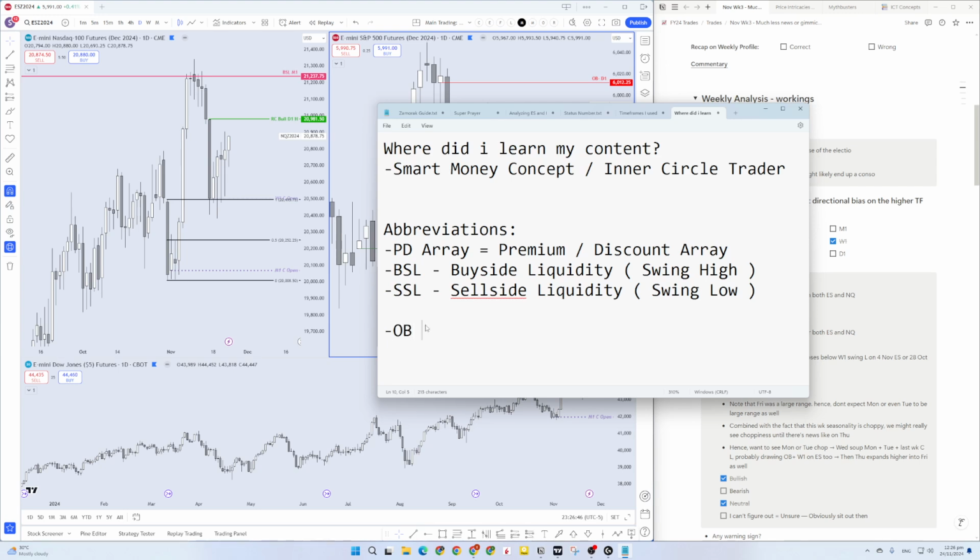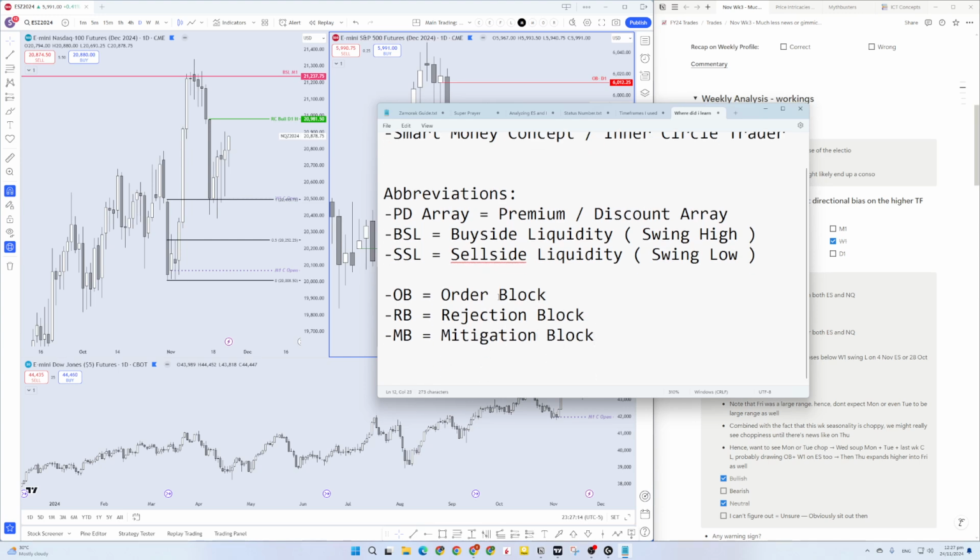So first one I use OB. OB stands for order block. RB stands for rejection block. There is also a MB, which stands for mitigation block. Again, I'm not going to show you what each of these means. Just know that if I indicate something like this, that means there's something there to take note of.